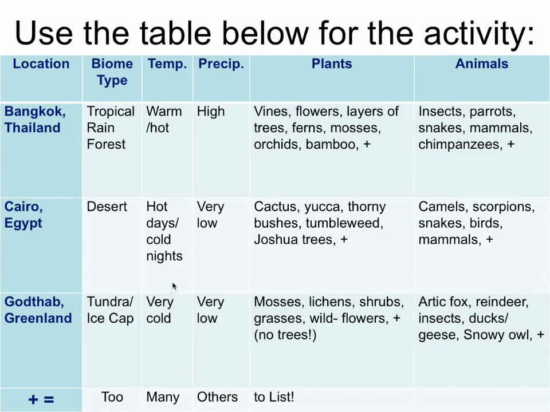If you see to the right two columns, I put plus signs, and those plus signs just mean that there are too many others to list. So I have listed you some specific plants and animals, and additionally some general categories of plants and animals for each of these. For example, orchids and ferns, those are specifics, and hopefully you will know how to draw those if you want to include those on your artwork. But there's layers of trees and vines and mosses, and those are more generalized.